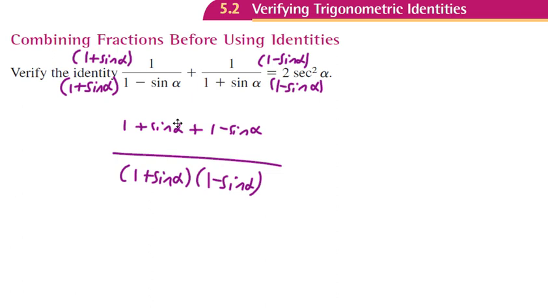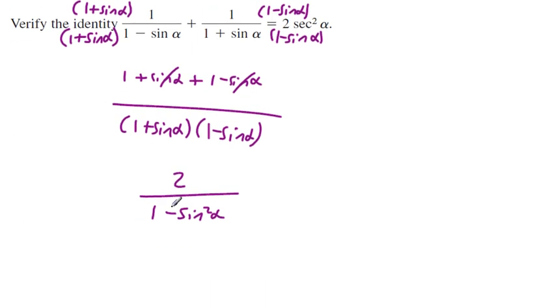So the sine of alphas are going to cancel, and I have a 1 plus 1 on top, so I get 2 on top. 1 plus sine of alpha times 1 minus sine of alpha is just 1 minus sine squared of alpha. Well, that's really nice, because 1 minus sine squared of alpha comes from our Pythagorean identity, which is going to be cosine squared.